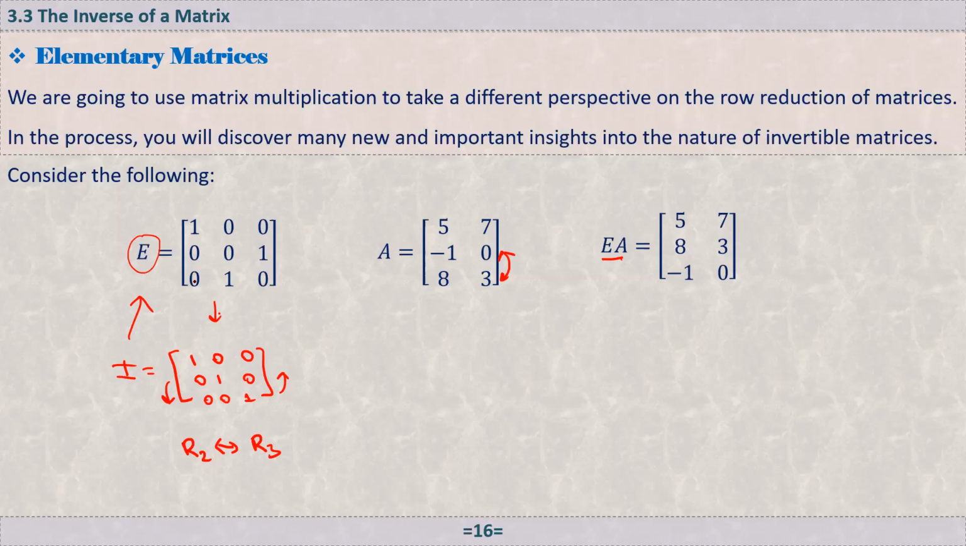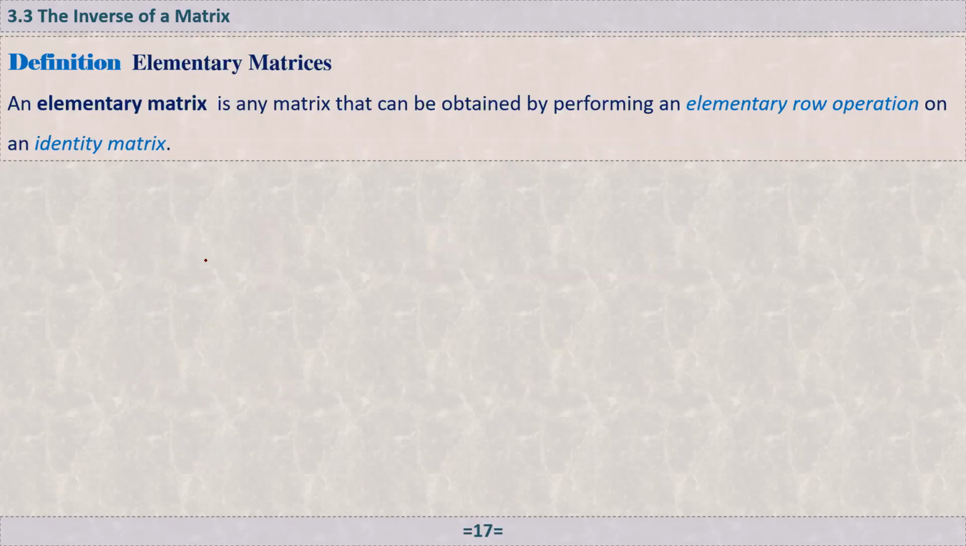Now we're going to give a special name to this. We call them elementary matrices. So what is an elementary matrix? It is any matrix that can be obtained by performing an elementary row operation on an identity matrix. Since there are 3 types of elementary row operations, there are 3 corresponding types of elementary matrices.